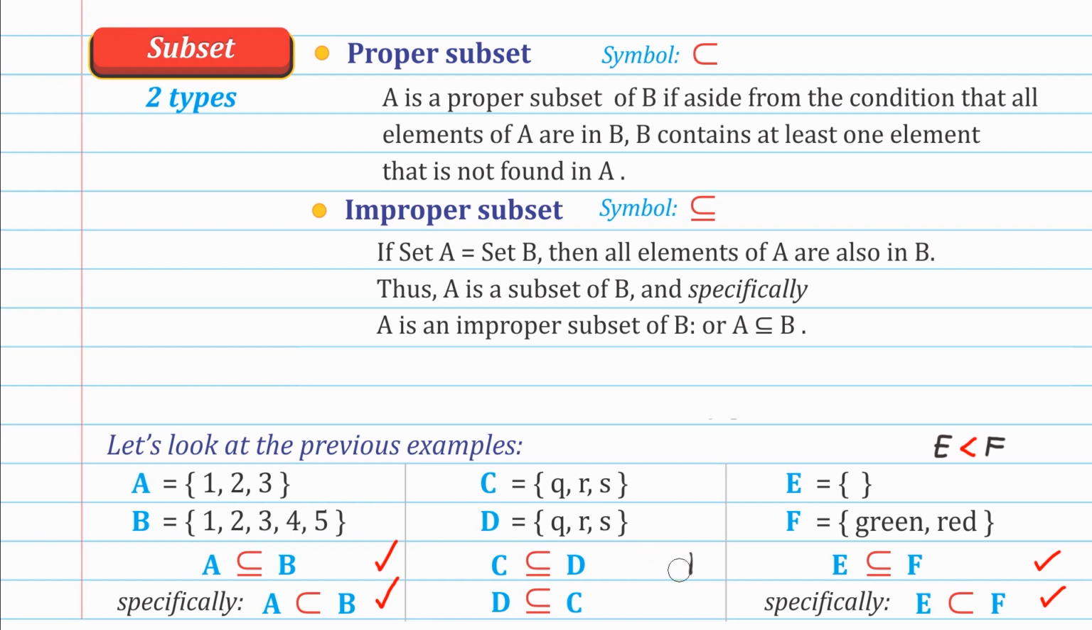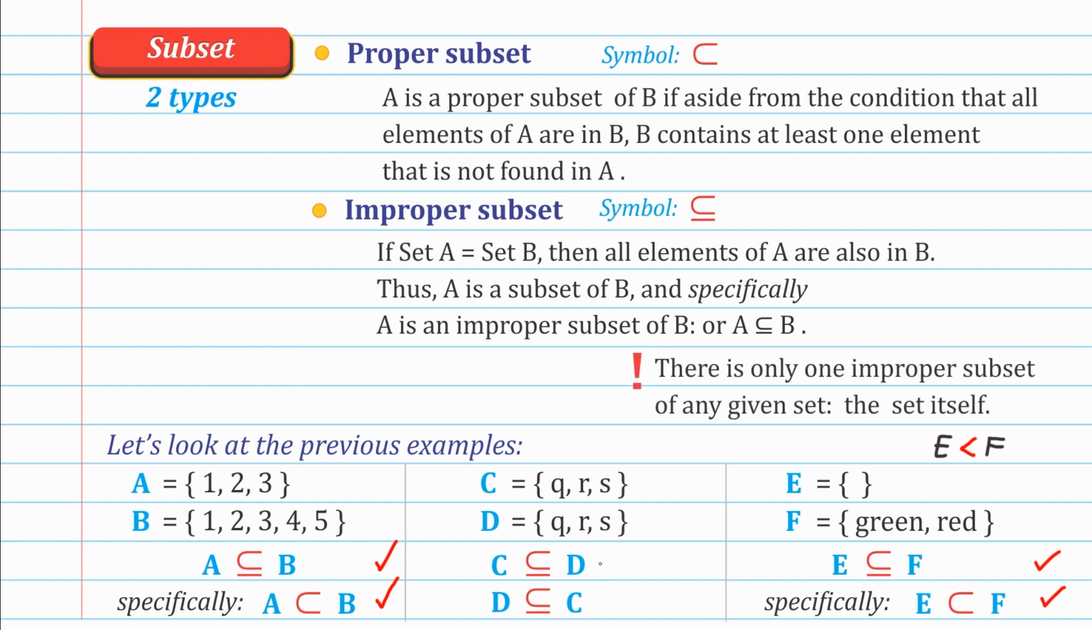Actually, if you look at these three pairs, remember from these examples below here, that there is only one improper subset of any given set. It's the set itself. There are no other improper subsets. All the others, they are proper subsets.